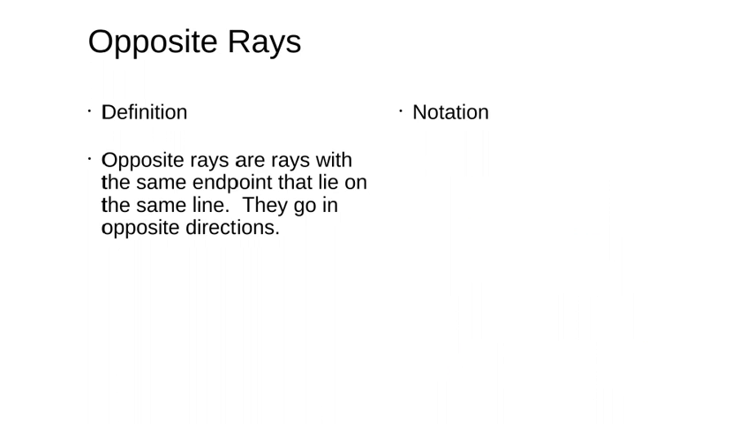Alright, opposite rays are rays with the same endpoint that lie on the same line, and they go in opposite directions. So in reality, opposite rays look like a line. Okay, it'll be a line with a shared endpoint. So let's say A was both of their endpoints. Okay, so you could have a ray going in this direction. That could be ray AB.